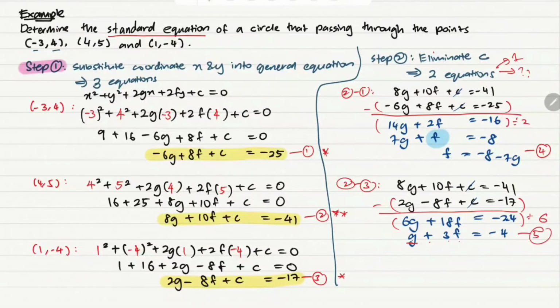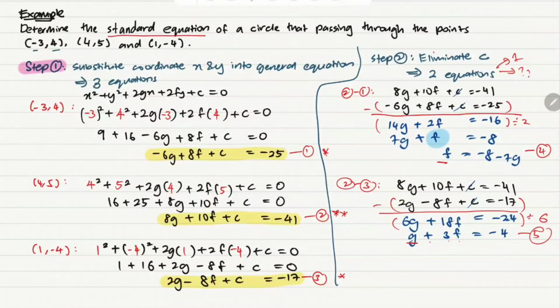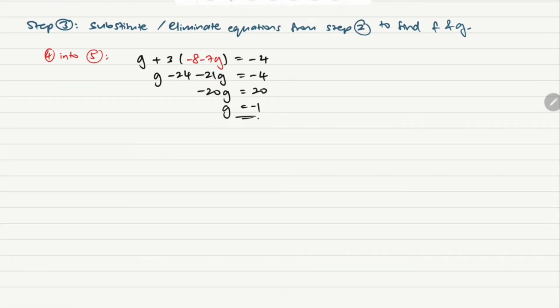From here, you know that you can substitute your equation 4, which is f, into equation 5. So let's do that. So we have reached step 3, the last step, which is to substitute or eliminate the equations from step 2 to find f and g. Like just now, we have concluded that to find f or g, we can simply substitute 4 into equation 5. But you can also use elimination to solve this. After you have substituted 4 into equation 5, you will get the value of g, which is -1. Next, to find f, just substitute g into the fourth equation. Now you have found the value of f is -1.